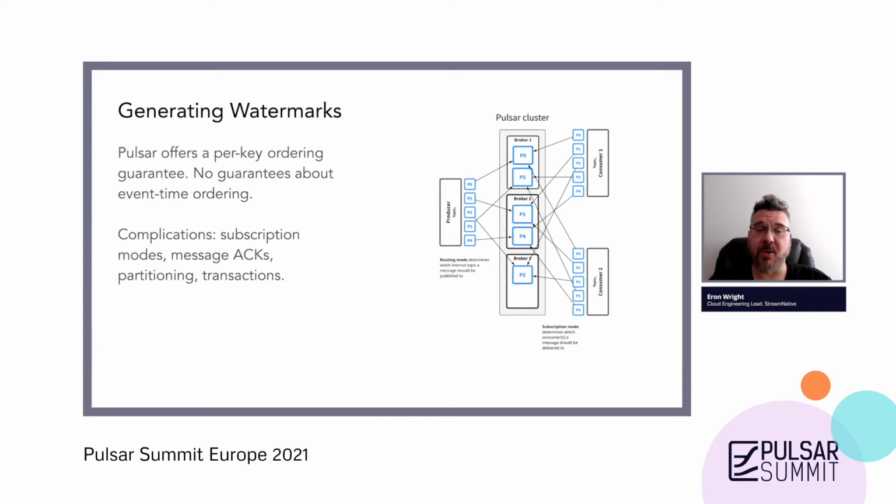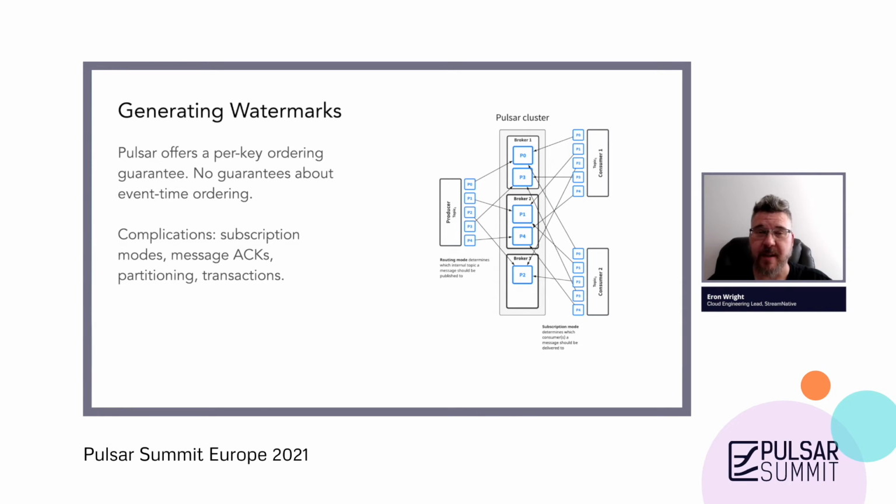For a stream processor that is processing events from a Pulsar topic, generating watermarks using a heuristic is pretty challenging. When you look at this diagram, the order of events received by a particular consumer is dependent on a lot of factors.